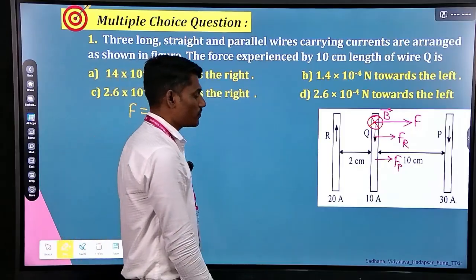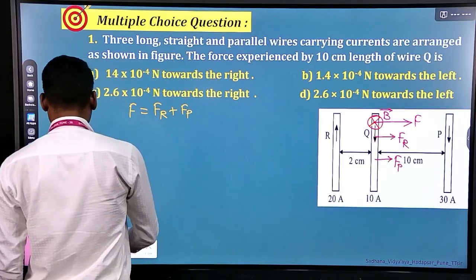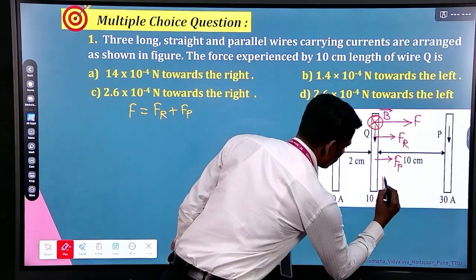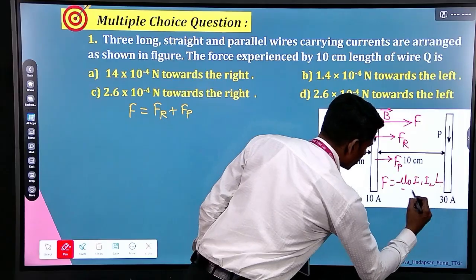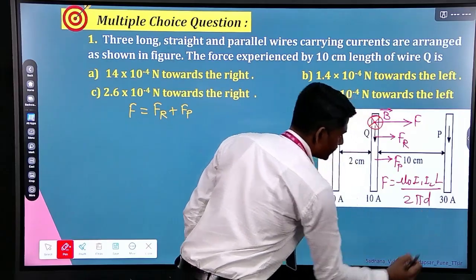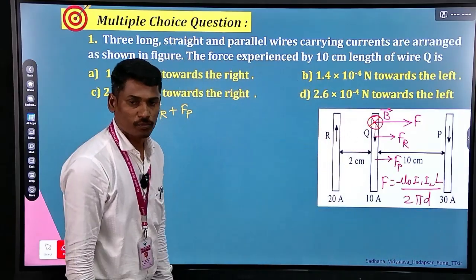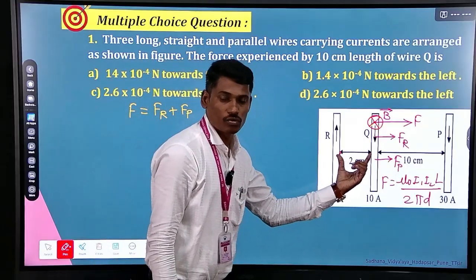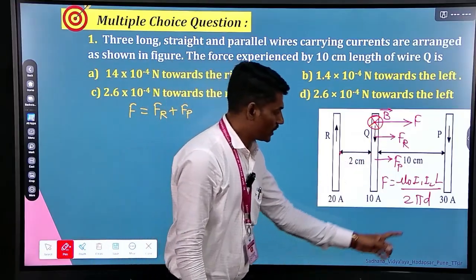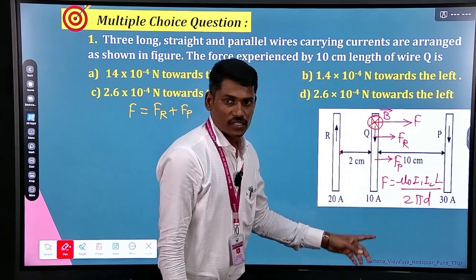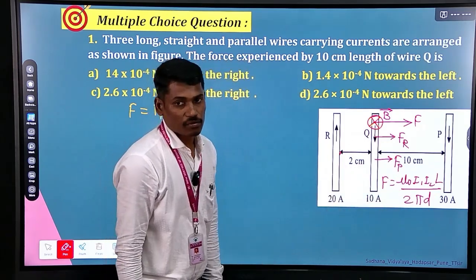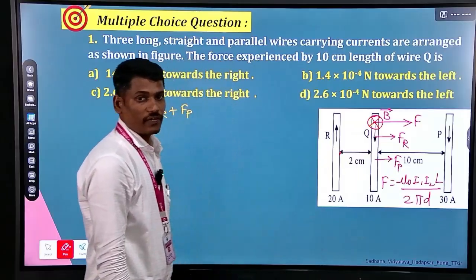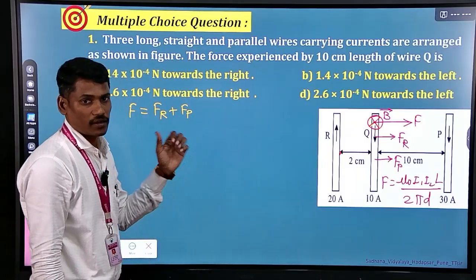We know that the force in between two long parallel conductors is what? F is equal to μ0 I1 I2 L divided by 2 pi d. Now, what is the d here? D is the perpendicular distance between the two long parallel conductors. L is the length of that conductor. Here I1 and I2 are the currents flowing through those conductors, right. By using this formula, we find out the F R and F P.